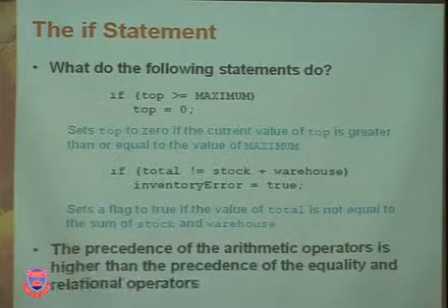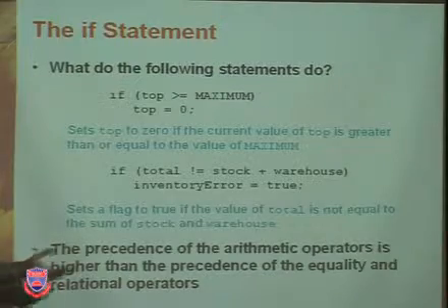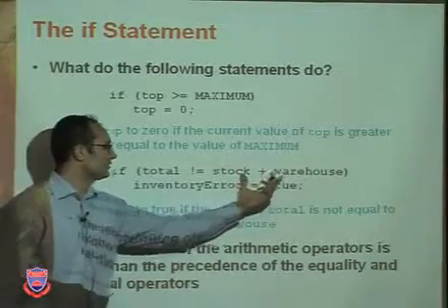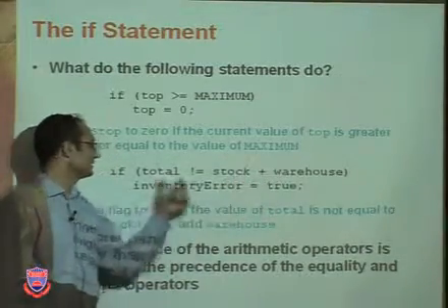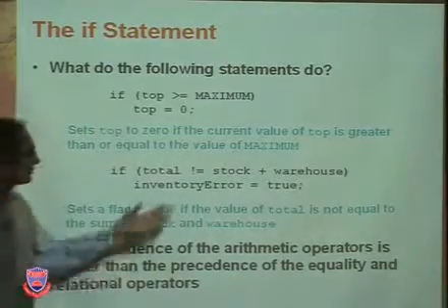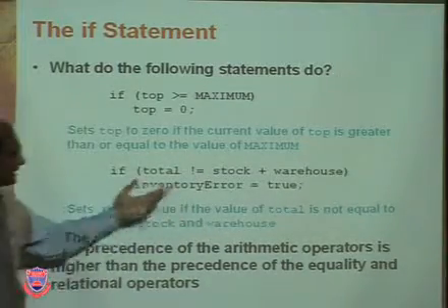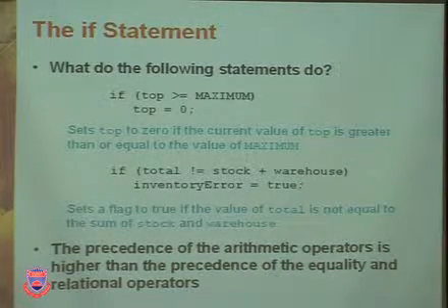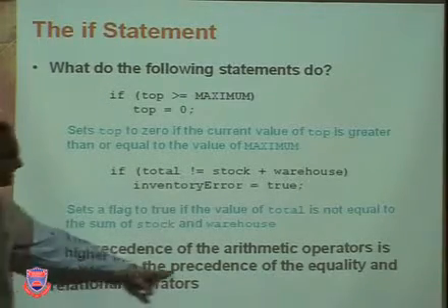So you can come up with a lot more complicated conditions, such as this one. It's basic actually. You add the stock and warehouse and compare it with the total value. If they're not equal, you generate the condition true, otherwise it will be false. So any kind of condition you can come up with is fine. However, you have to obey the precedence rules.